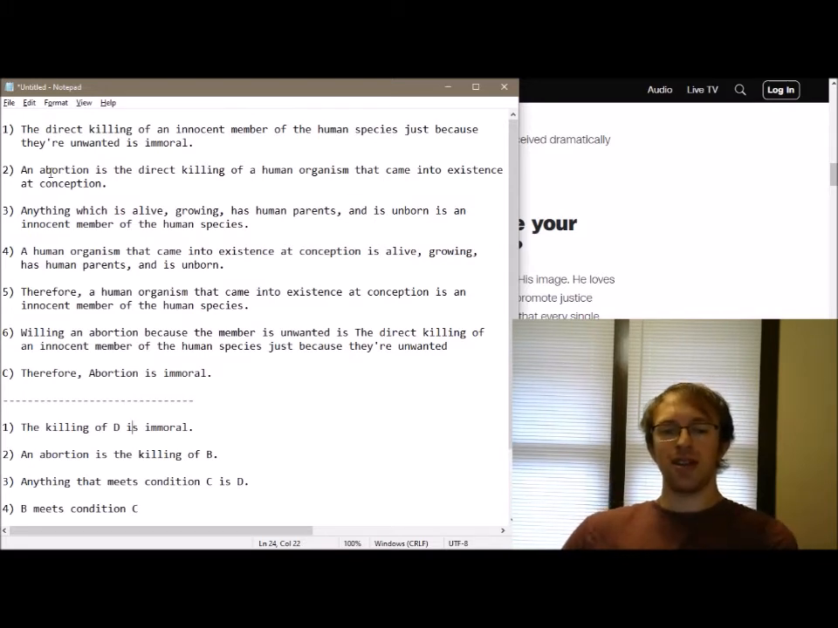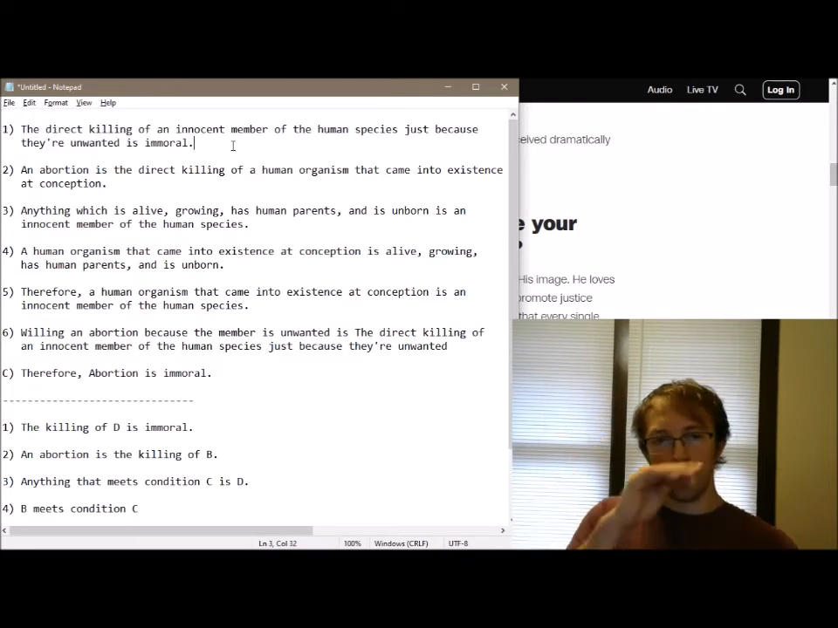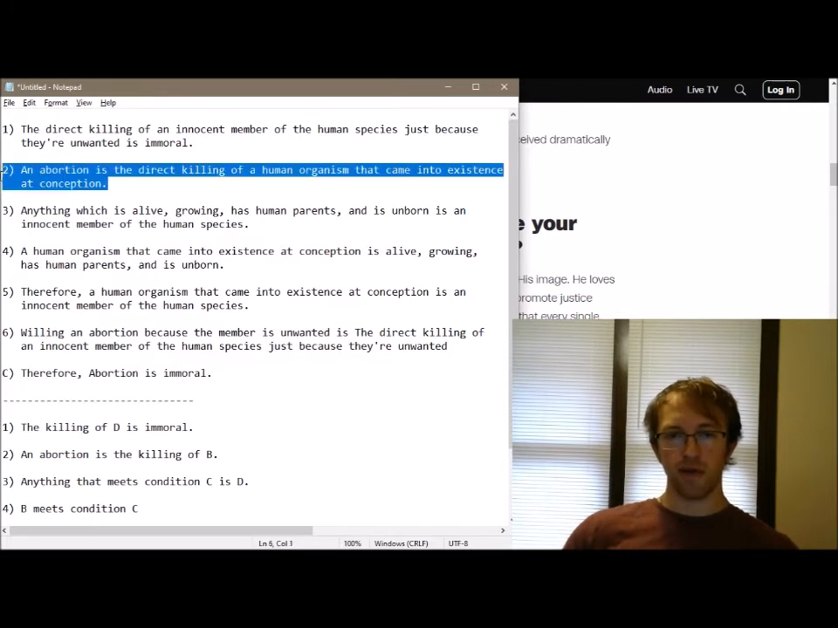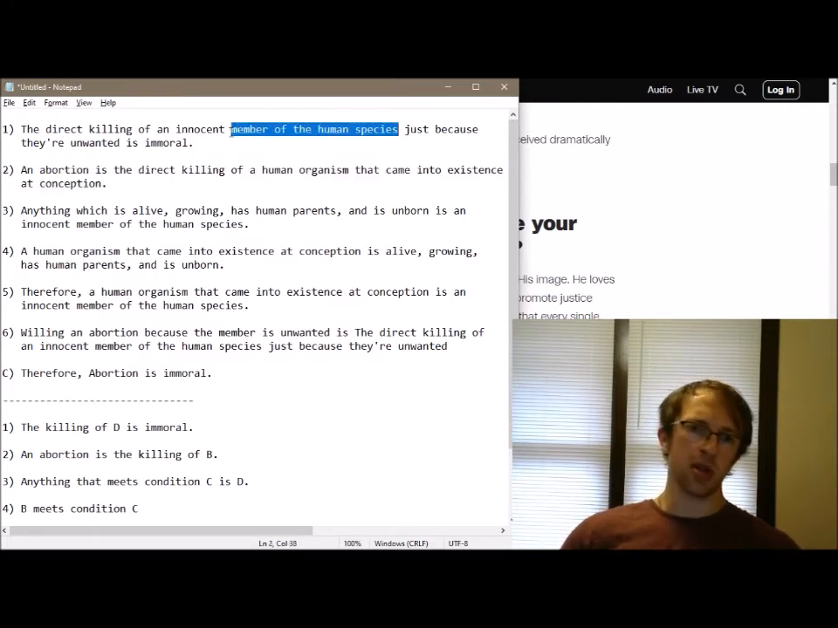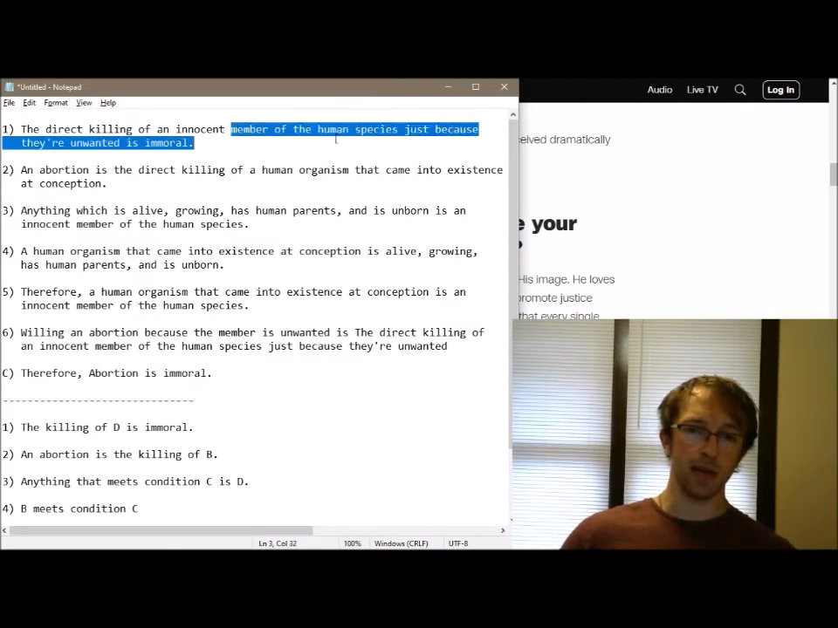Premise 2, an abortion is the killing of B. So we're not jumping the gun. When it was the two premise argument, we really jumped the gun, okay. But now we're saying that abortion is the direct killing of a human organism, instead of referring to it as a human species. So someone might be more agreeable with this. They say, yeah, okay, they don't see a problem with killing a human organism, but they see a problem with killing a member of the human species.